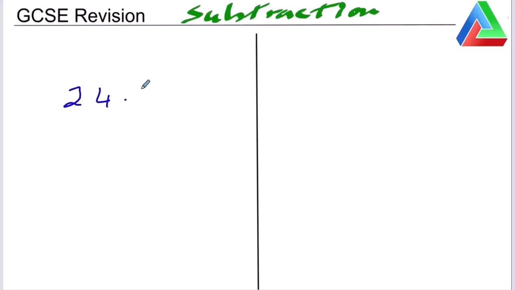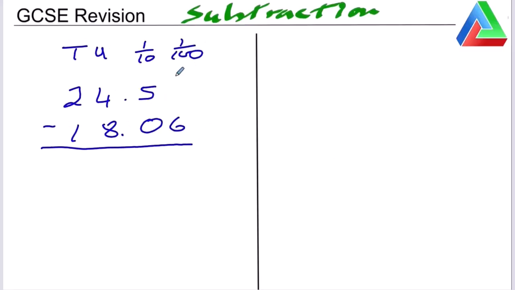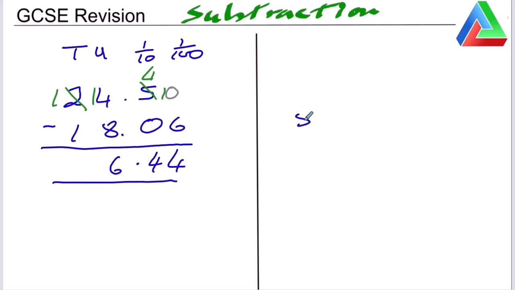Now 24.5 subtract 18.06. Again, we can put a 0 in here just to make it easier to work with. 0 subtract 6 we can't do. So we take from the 5. So now we have 10 subtract 6, which is 4. 4 subtract 0 is 4. Put the point in. 4 subtract 8 we can't do, so we take from the 2. So 14 units subtract 8 is 6, and 1 subtract 1 is nothing, so 6.44.